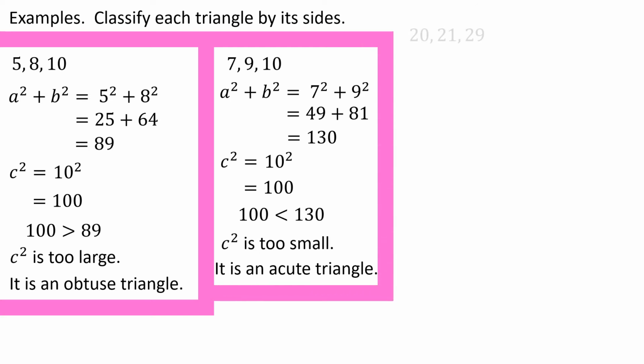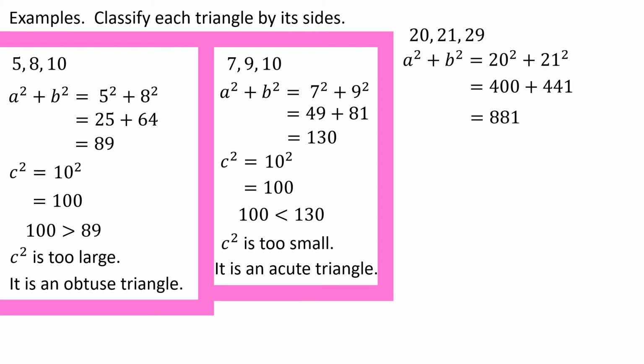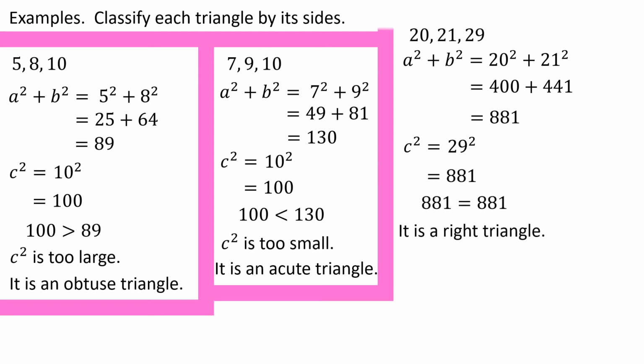What do you think is going to happen on this one? I think it's going to be like Goldilocks and the 3 bears, and the last one's going to be just right. A squared plus b squared is 881. Remember, it's okay to use a calculator if you have to. C squared: a perfect match. So it is a right triangle.